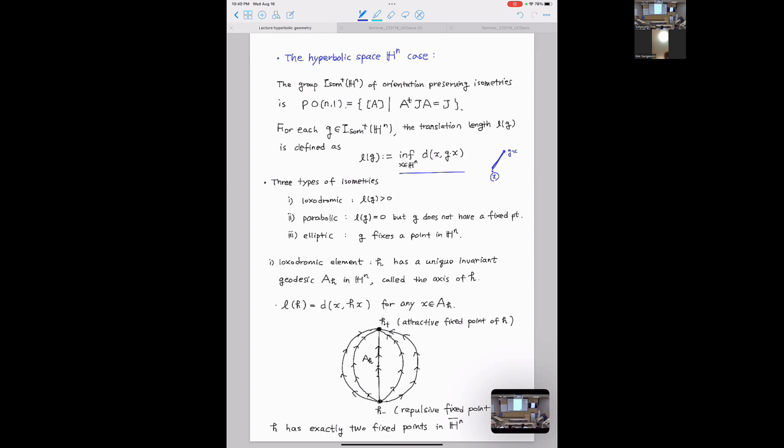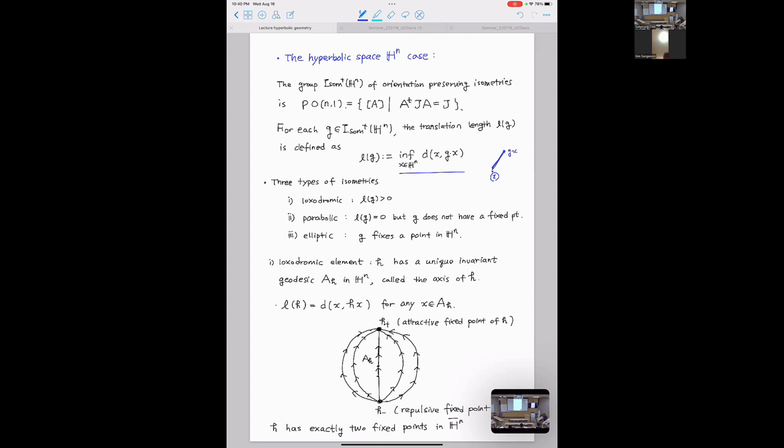So then you can easily see that elliptic means that G fixes a point in H^n, and parabolic means that the translation length is 0. So loxodromic means that the translation length is positive. Okay. So I want to explain the dynamics of each isometry.